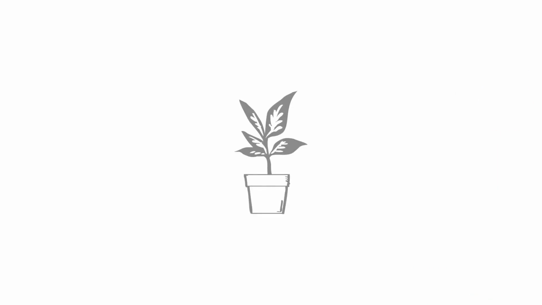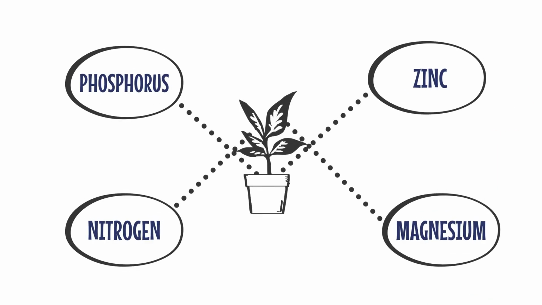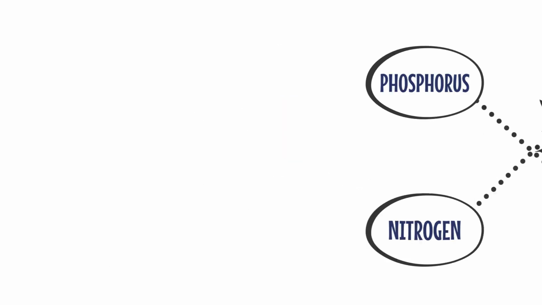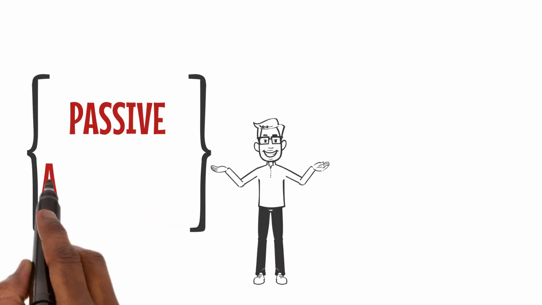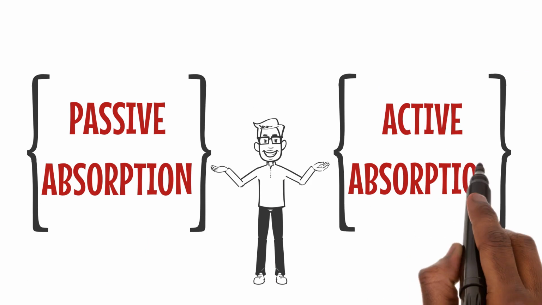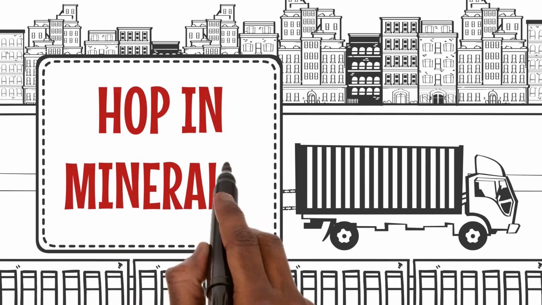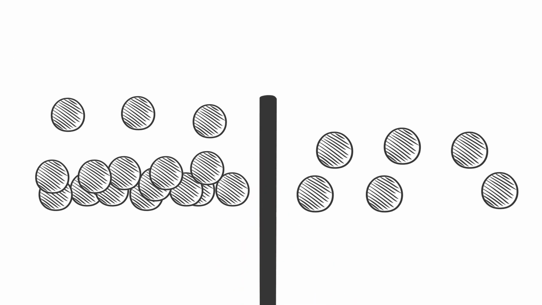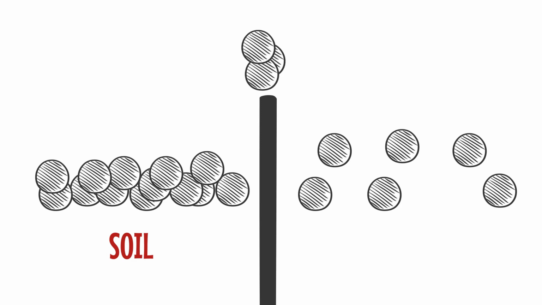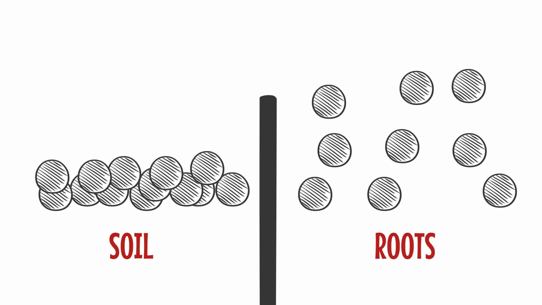Now, let's talk about how plants actually absorb these vital minerals. There are two main ways, passive absorption and active absorption. Passive absorption is like a free ride for the plants. It's a passive process where minerals move from an area of higher concentration in the soil to an area of lower concentration in the roots.